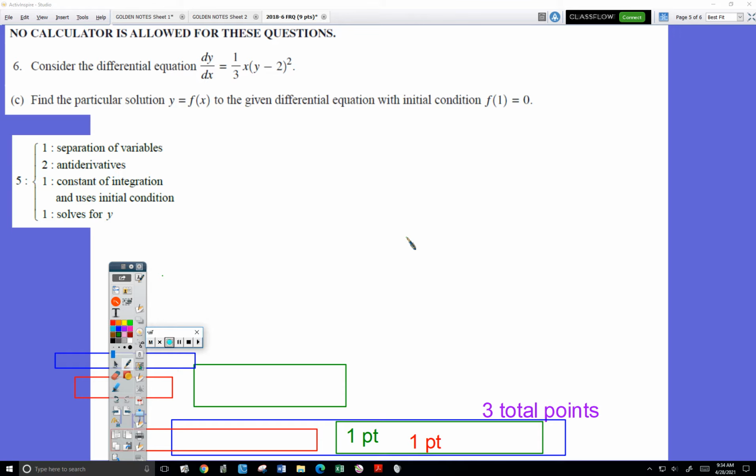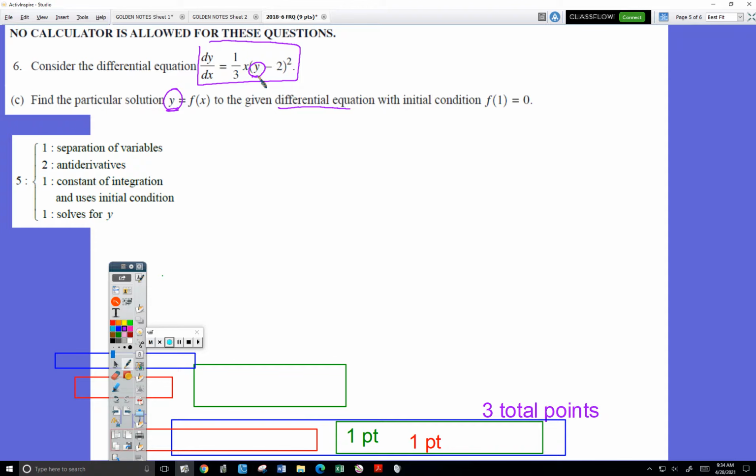6c, find the particular solution, y, to the given differential equation. So we are starting with a rate, and they're asking us to find the equation for the amount. Because our rate equation includes an output variable, we must use the SASE method.